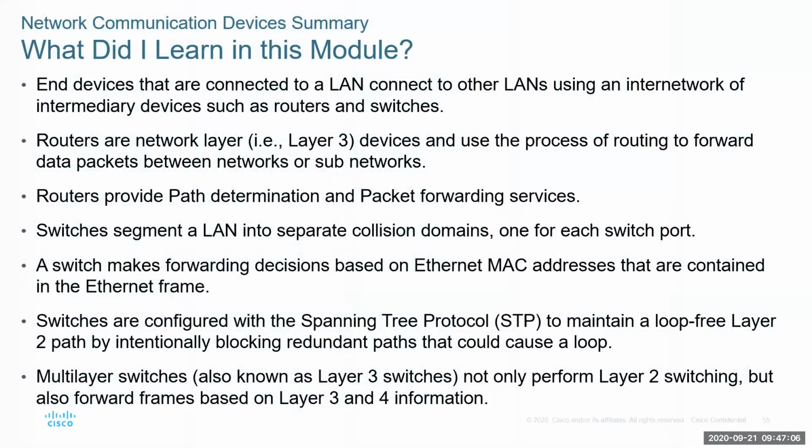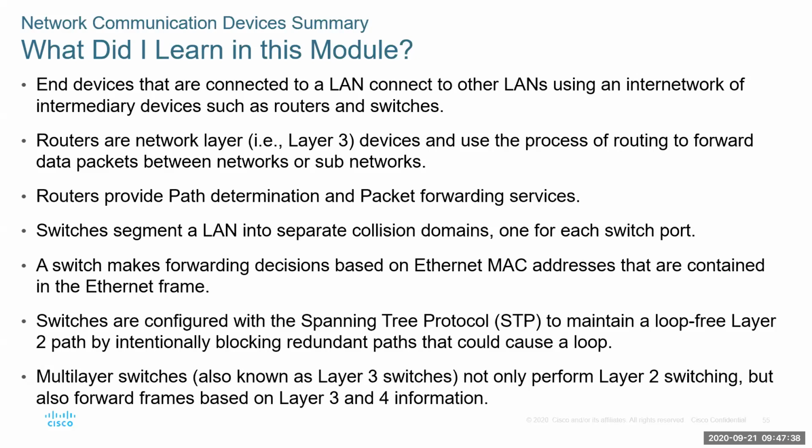All right, so to summarize what we covered here today, your end devices are going to be what's connected to the ends of your LANs. This could be other LANs that are going through there using an internetwork of intermediary devices such as routers and switches. Routers are the network layer 3 devices, and they use the process of routing to forward data packets from one network to other subnetworks. Routers will provide path determination and packet forwarding services.